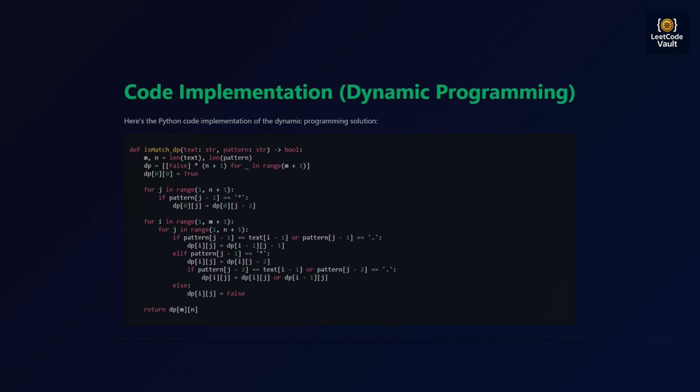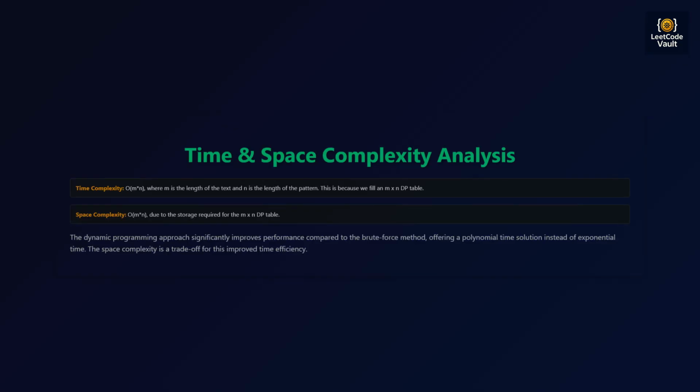Code implementation. Let's see the code in Python. We'll first initialize our dynamic programming table. Then we will handle base cases and iteratively fill out the table. The core logic relies on checking character matches and interpreting the star wildcard character. We'll carefully walk through each step and explain the code line by line. We'll handle the edge cases and optimize the code for readability and efficiency.